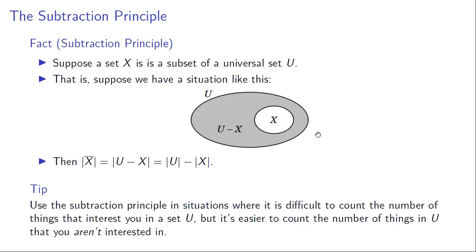So when do we use the subtraction principle? We use it in situations where it is difficult to count the number of things that interest you in a set U, but it's easier to count the number of things in U that you aren't interested in. So suppose it is easy to count X, but I'm not really interested in X. I'm interested in U minus X, this gray area, but it's very easy to count this white area. Then the subtraction principle might be very helpful. We don't have to manually count the things in this gray area. We can simply take the cardinality of the entire universe and subtract the cardinality of X, and that will leave us with the cardinality of this gray area.